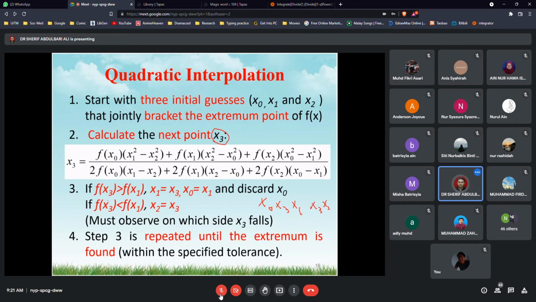Telling you the truth, even for me, I don't understand this. And I think something is wrong in there. Even if you read it from the textbook, it's not clear. For me, I just believe you must observe on which side x3 falls. What does it mean? Let's see it here.